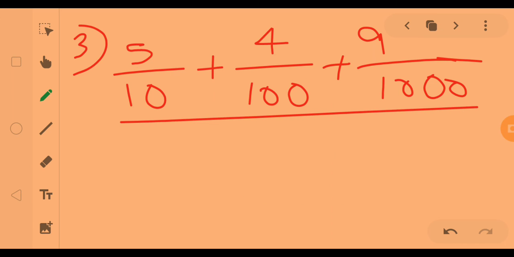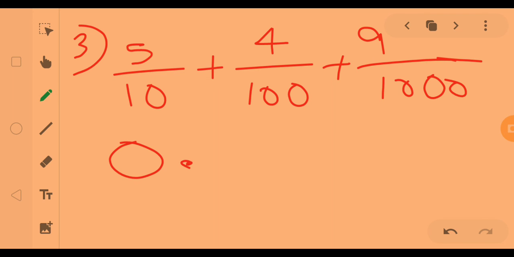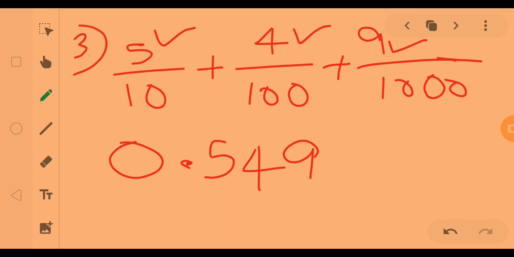See the next number. This number has only a decimal side, so we have to write only the decimal side. The whole number part is 0. How many tenths are there? There are 5 tenths. How many hundredths are there? There are 4 hundredths. How many thousandths are there? There are 9 thousandths. So the number is 0.549.